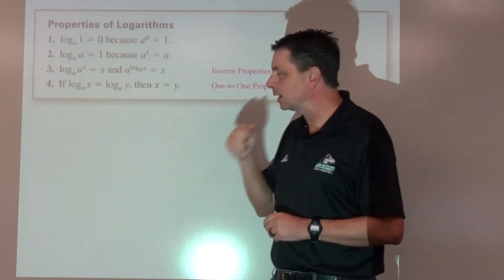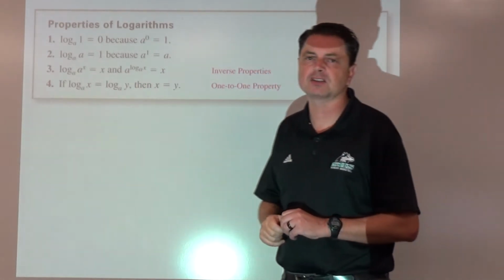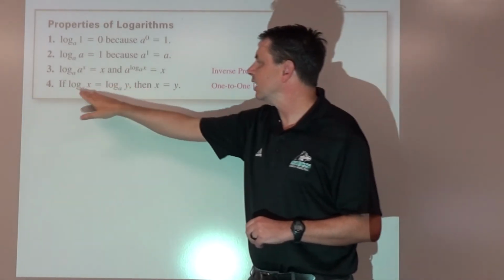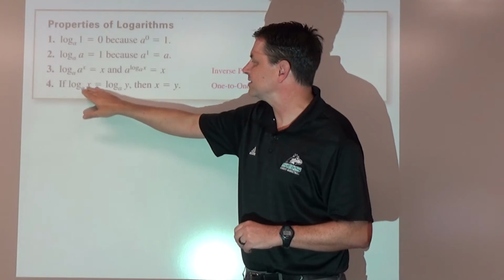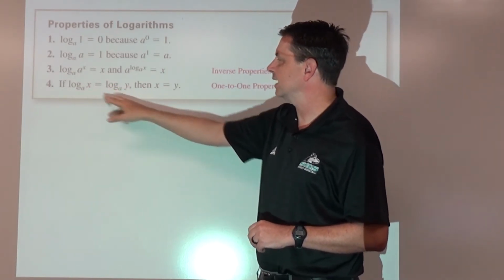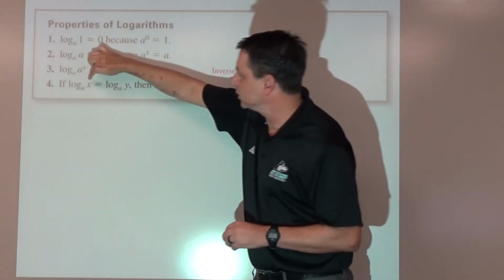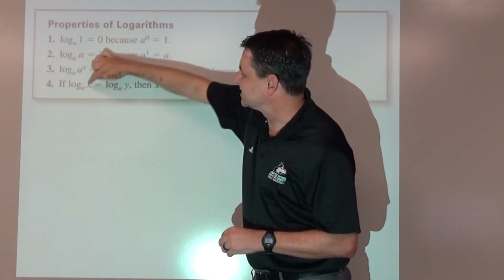And then our one-to-one property, which we saw for exponential functions yesterday, we can now do for logs. So if log base a of x is equal to log base a of y, again as long as the a's are legit bases, then our arguments, that's called an argument, have to be equal.